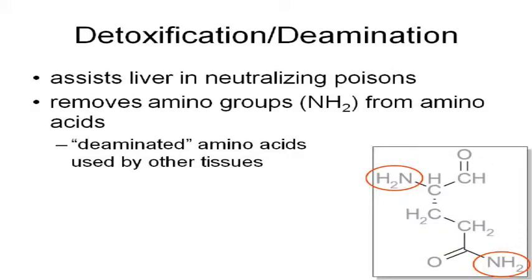And then the kidney helps detoxify some things. The kidney can deaminate amino acids. Remember that some amino acids can be used in gluconeogenesis, can be used for energy production. And so the first step in that is taking off the amino group, deaminating.